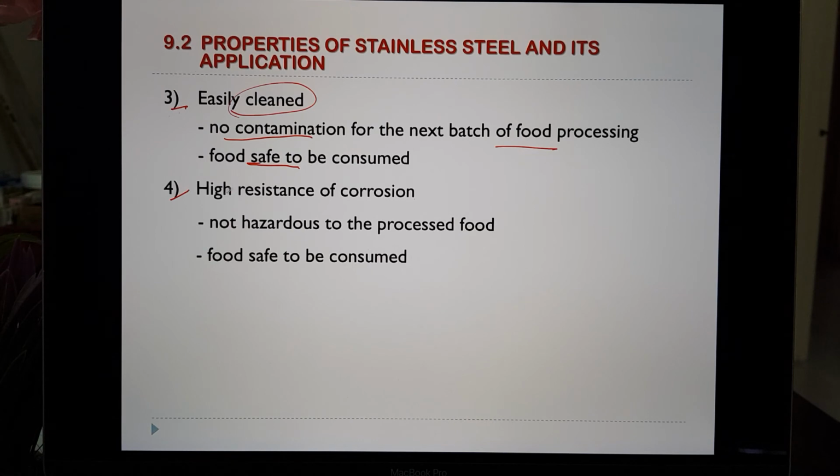Okay, when we have no contamination, of course the food is safe to be consumed. The last property is that it has high resistance to corrosion. As the name is stainless steel, it has high resistance towards corrosion. So it is not hazardous for the processed food, and of course it results in food that is safe to be consumed.